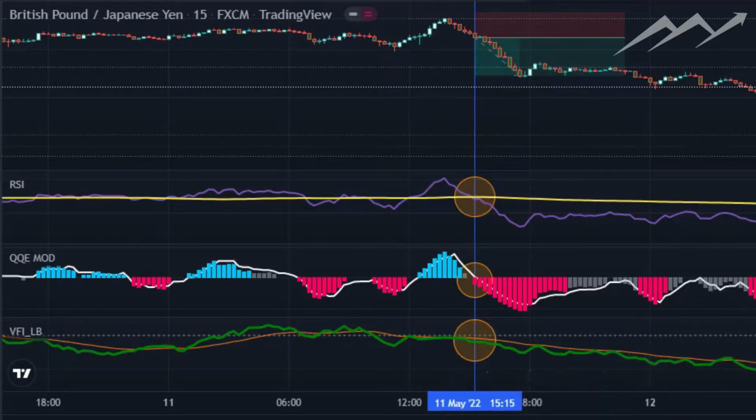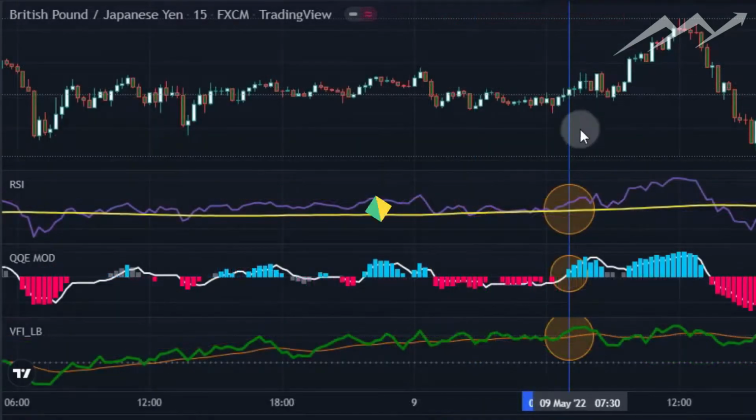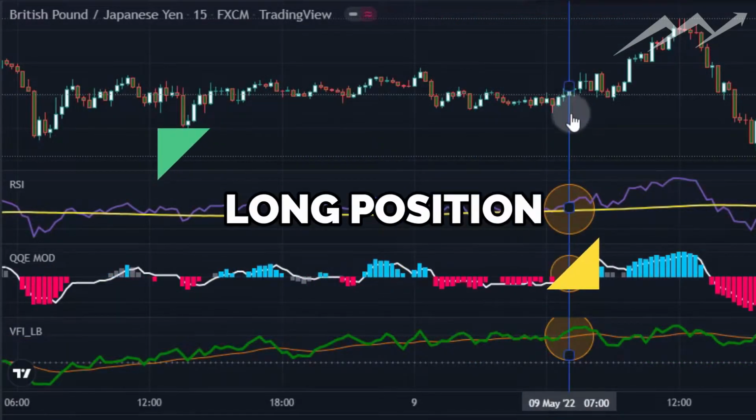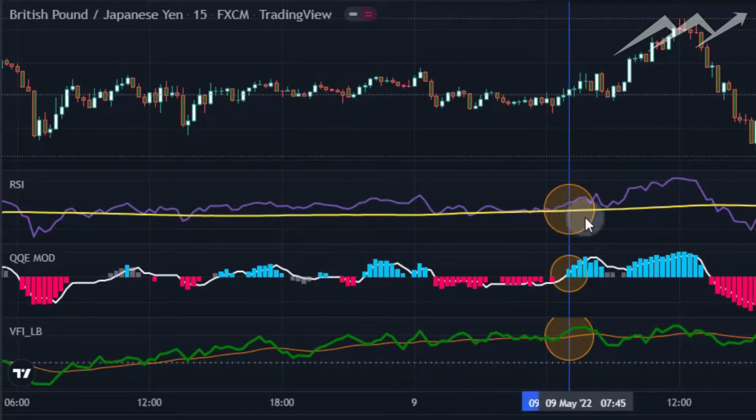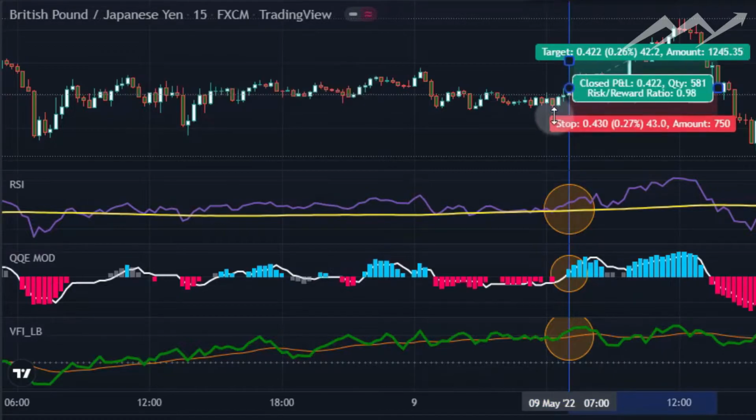Exactly opposite is true for long trades. So we only gonna be looking to buy if the RSI purple line is above this yellow moving average. This is an indicator that we are officially in the uptrend. Next thing we will need to have is a new blue histogram appeared on this QQE MOD indicator. And lastly, our volume indicator has to be bullish. So this green line has to be above this orange line, and they both have to be above this zero level. So we see this is a valid long signal, and this is going to be a trigger candlestick.